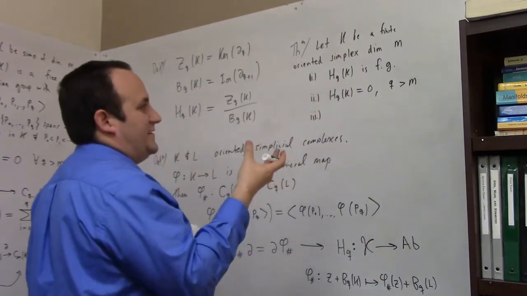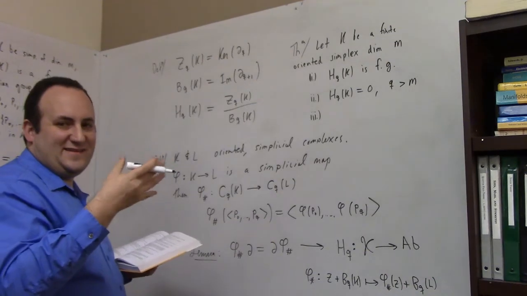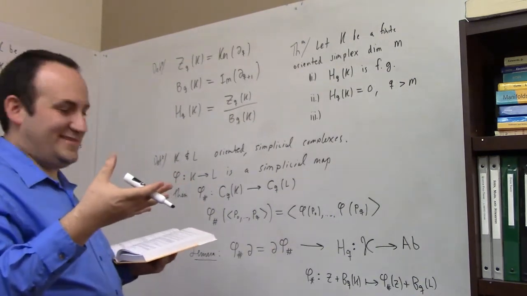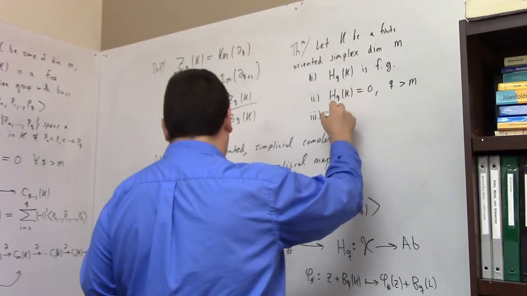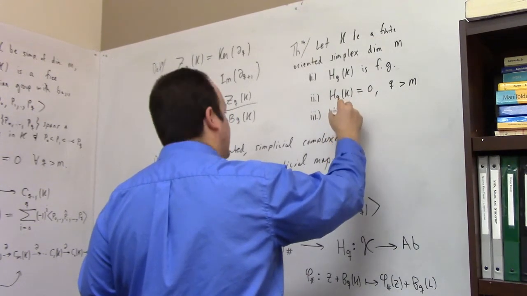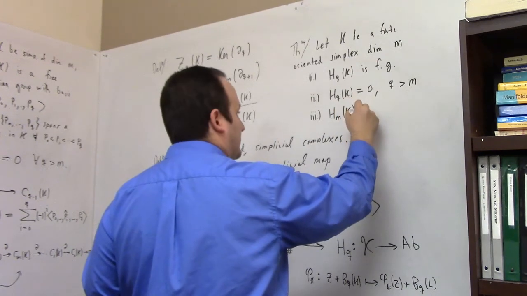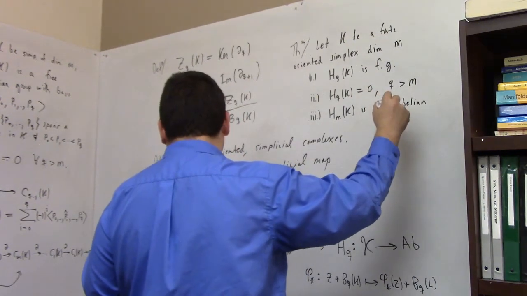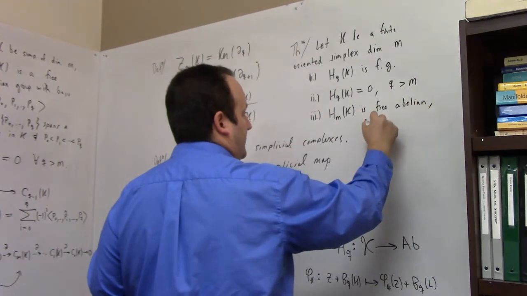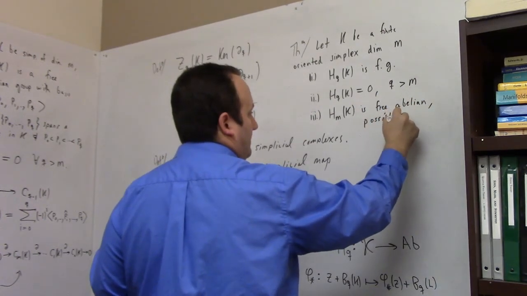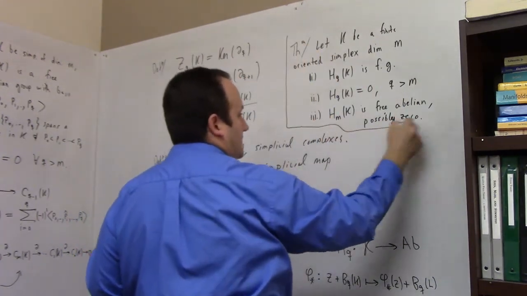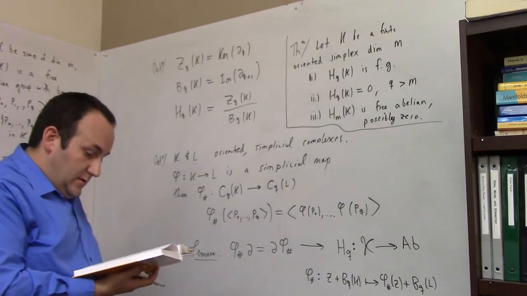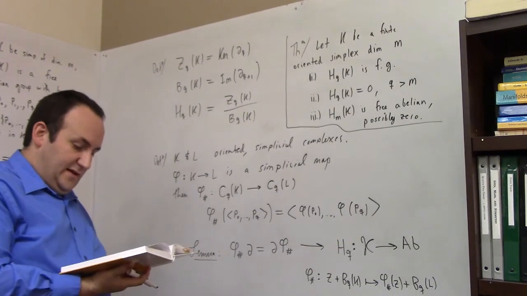Three, just on the surface of things, it makes you believe that it should have something to do with differential forms. It's pretty much like the dual theory. Yeah, indeed. It is a free abelian group, possibly zero. That's for the top, Q equal to M. He's not asserting that it's not equal to zero. He says that could be false.